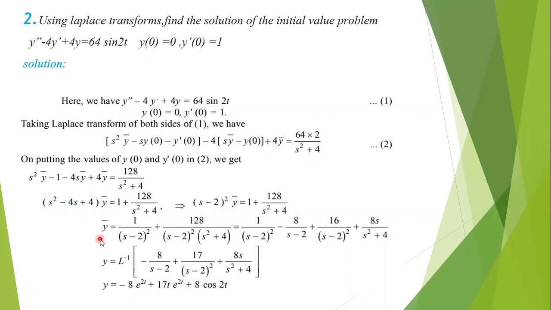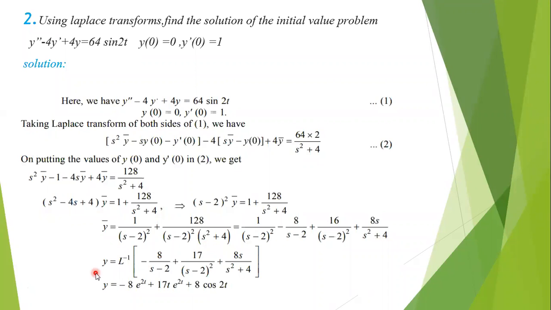After that, y bar equals 1 upon s minus 2 the whole square plus 128 upon s minus 2 the whole square into s square plus 4. We have to solve this step by using partial fractions. So we get 1 upon s minus 2 the whole square minus 8 upon s minus 2 plus 16 upon s minus 2 the whole square plus 8s upon s square plus 4.